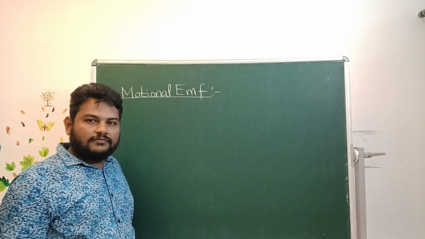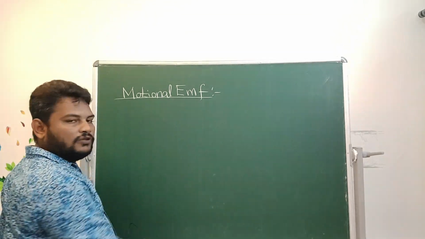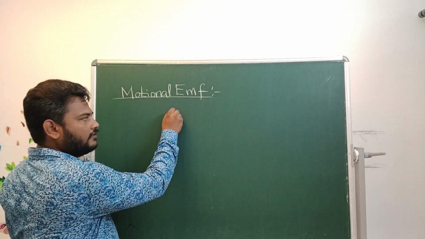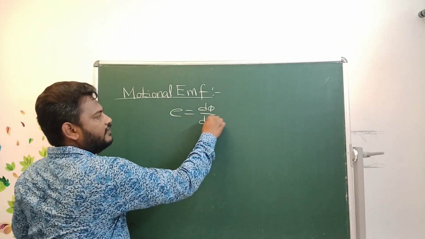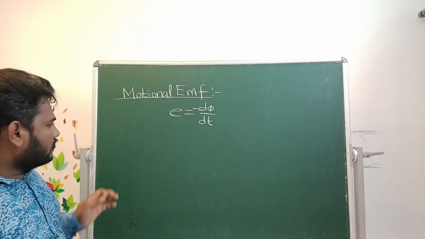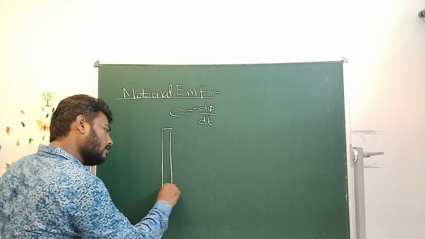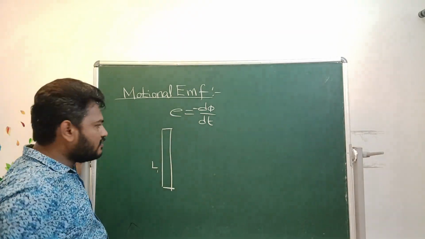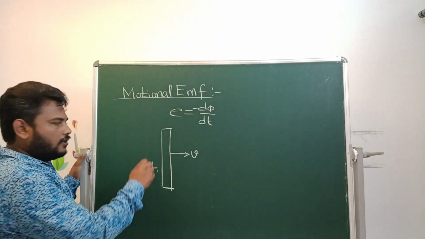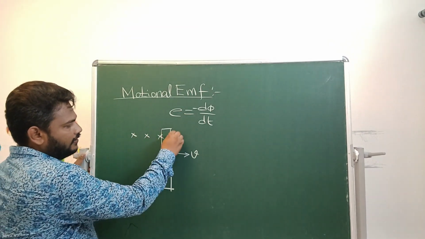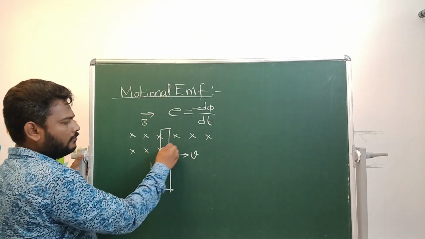What is meant by EMF? EMF is nothing but electromagnetic force. According to Faraday's laws of electromagnetic induction, whenever the magnetic flux linked with a coil changes, an EMF will be induced in that coil. Suppose I consider a uniform rod of length L which is moving with a constant velocity V in a uniform magnetic field B, which is acting into the plane of the board.